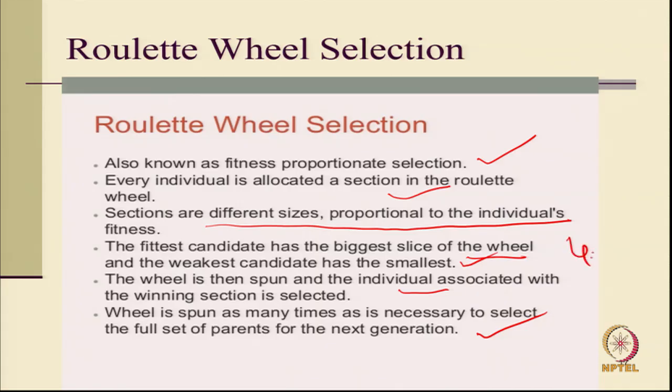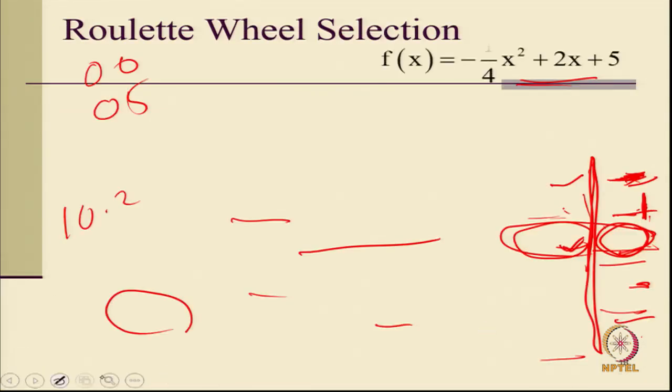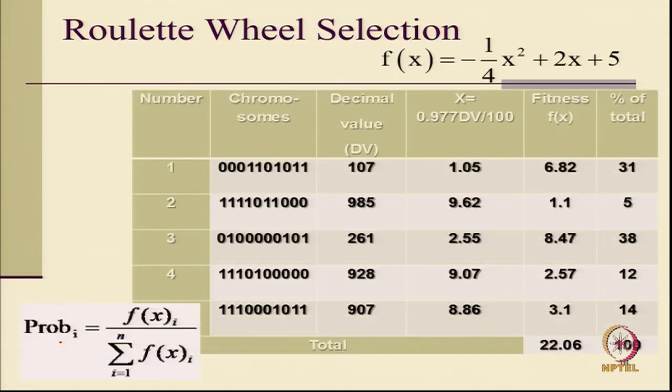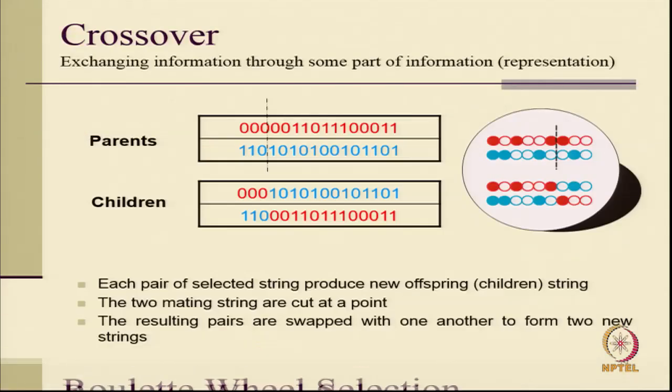So, you had an original population of 40, say. You check their fitness, and after that you select from them. So, this is what you will be doing. The example problem was there. So, this is how we do it. The probability of being selected is given by f(xi) divided by sigma f(xi).